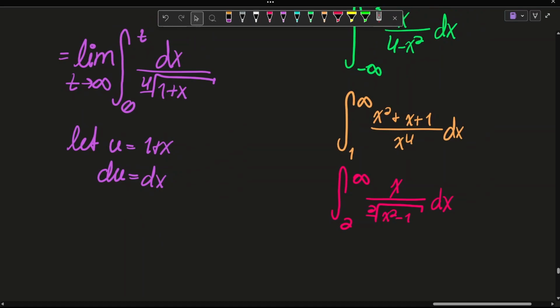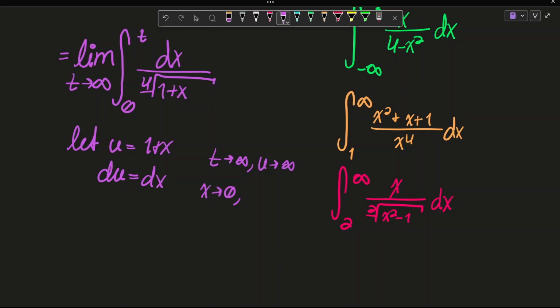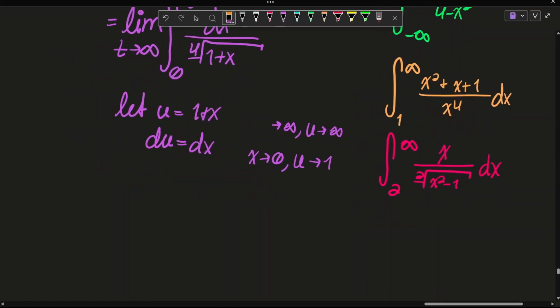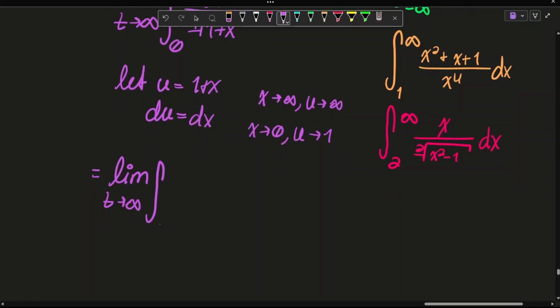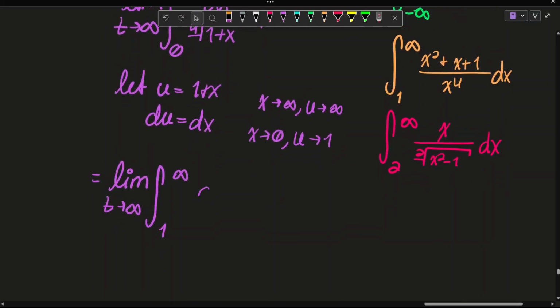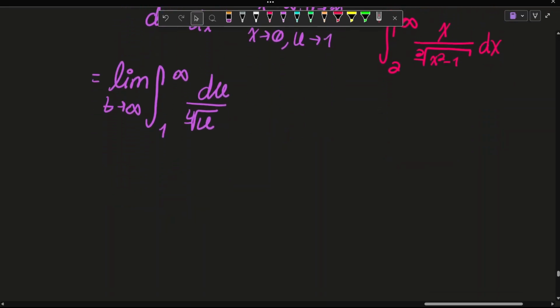t will still be infinity. So as t approaches infinity, u also approaches infinity. As x approaches 0, u approaches 1. Cool. Now from here, we have the limit as t approaches infinity of the integral from 1 to infinity of du, the quintic root of u.